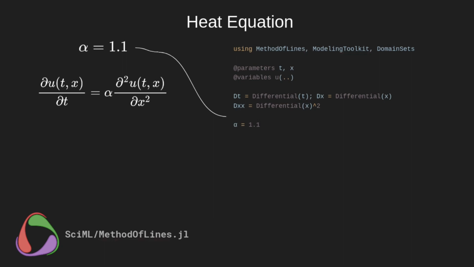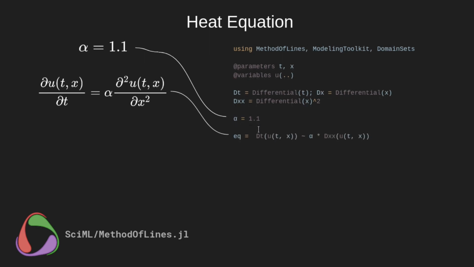Next, we need to find a way to represent the equation in symbolic syntax. By calling our differential operators with u of t and x, we can take their derivatives in time and space respectively. Please note the use of the tilde operator in place of the equal sign, as equals is hard-coded to assignment in Julia.